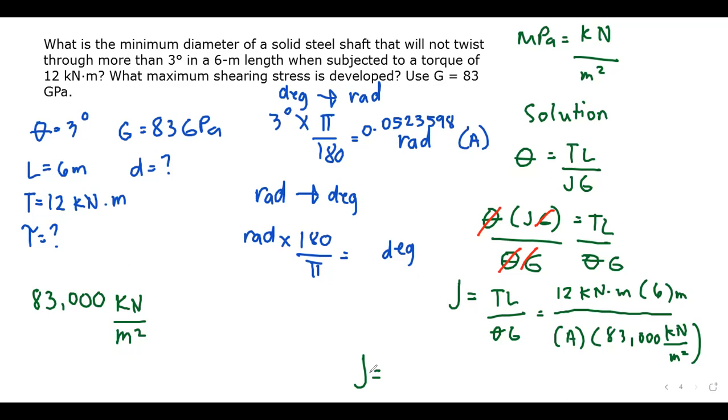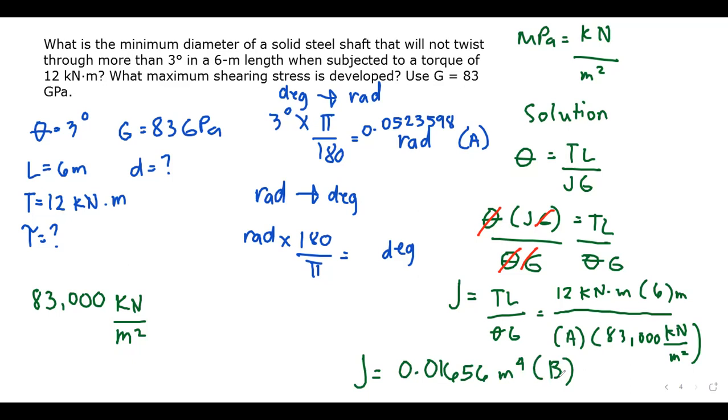Sobrang baba nito. May alpha A natin. Tama naman, 12 kasi kilonewton naman siya, times 6 divided by alpha A multiplied by 83,000. So, ayan nga, J is equals to 0.001656 something, meter raised to 4. Set natin siya as B. Okay? Shift, store, B. Basta, something like that yung value niya.